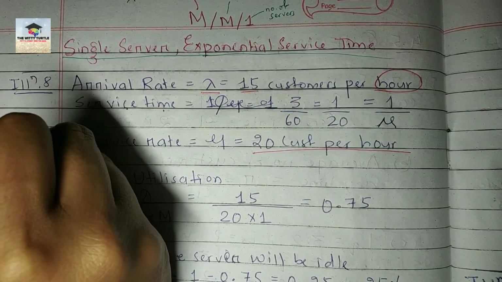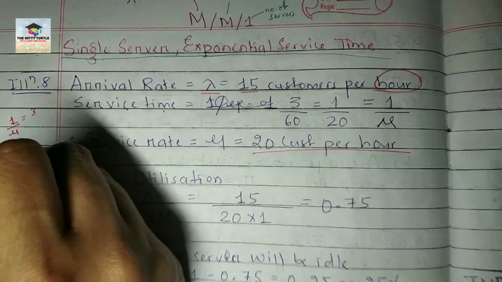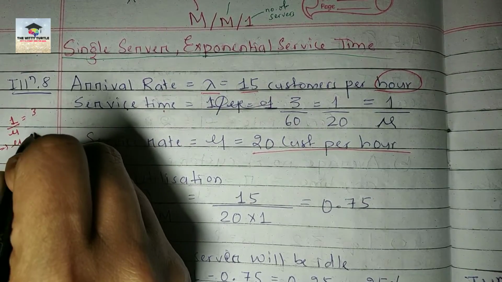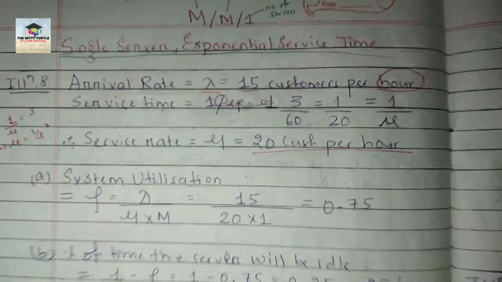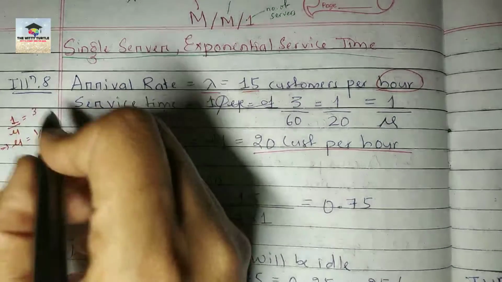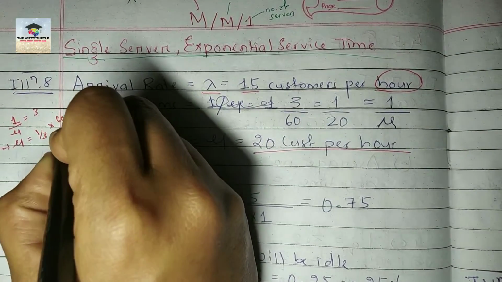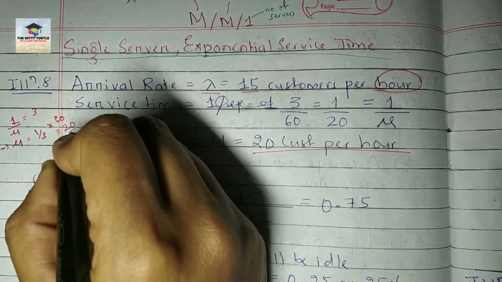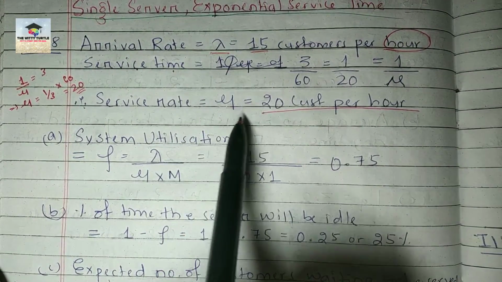See, 1 by mu is your 3, right? So how much will your mu be? Mu will be 1 by 3. And when you convert this into hours, you have to multiply by 60, right? So it will be what? 20 customers per hour. Understood? Okay, we got lambda and we got mu.